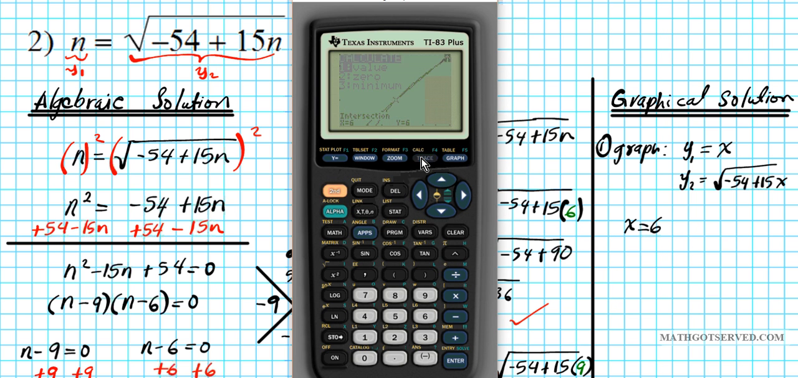We're going to follow the same procedure. Second function, calculate 5. First curve, y equals x. Second curve, y equals the square root of negative 54 plus 15x. Enter, guess. Now we're going to move our cursor closer to the second point of intersection, which is somewhere around here. Enter. x equals 9. There goes our second point of intersection. So we clearly see that our solutions are not x, but n equals 6 and 9. We've been able to confirm these both graphically and algebraically.